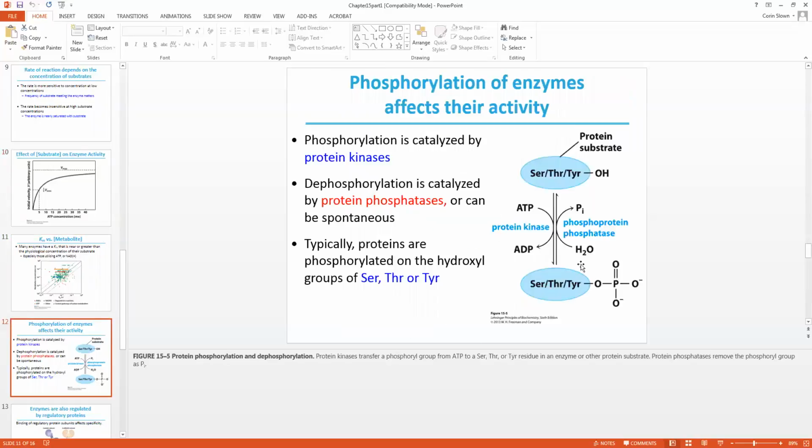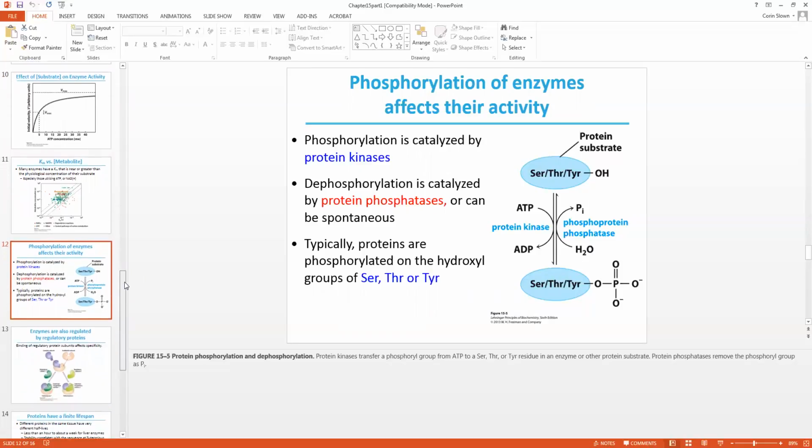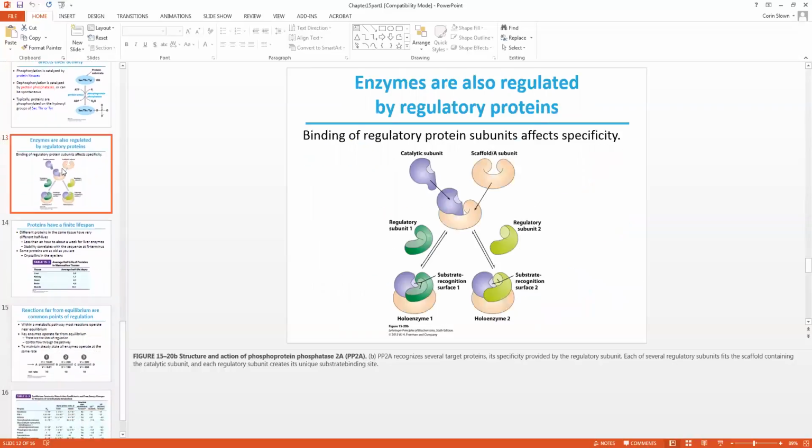If I look at the phosphorylation of enzymes and the way that affects their activity, phosphorylation is catalyzed by protein kinases, and dephosphorylation is catalyzed by protein phosphatases, or it can also be spontaneous. And so typically proteins that are phosphorylated are on the hydroxyl groups of serine, threonine, or tyrosine. If I look at enzymes that are regulated by regulatory proteins, this is the binding of a protein subunit that affects specificity. So you can think of these almost as gatekeepers.